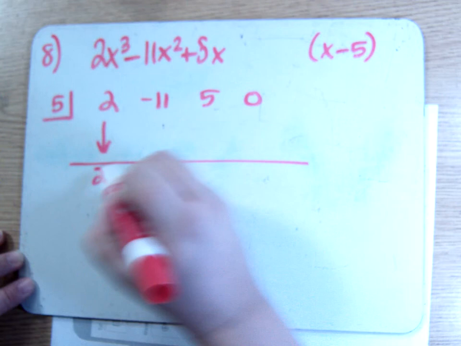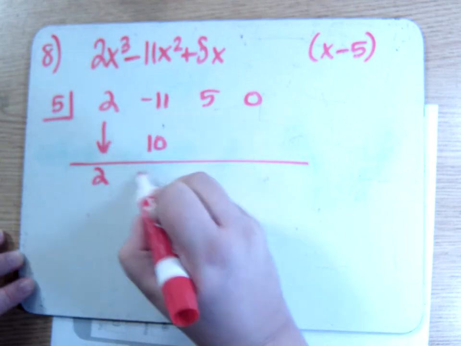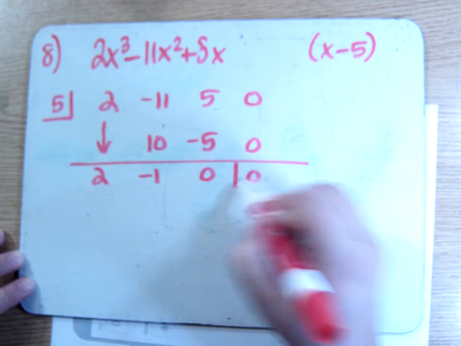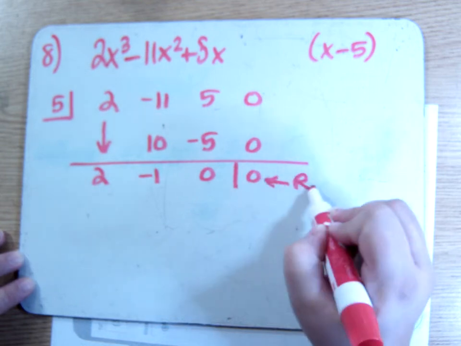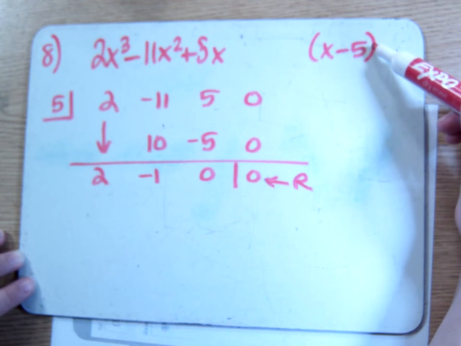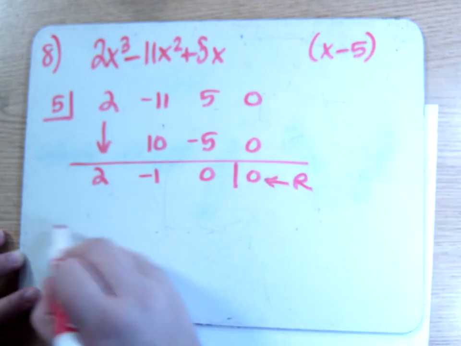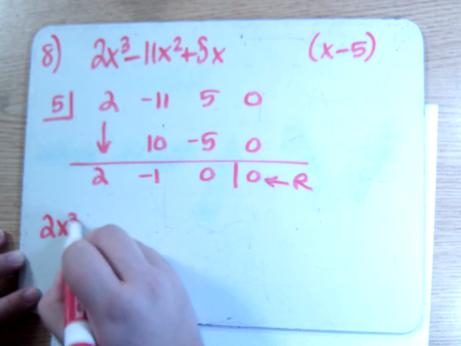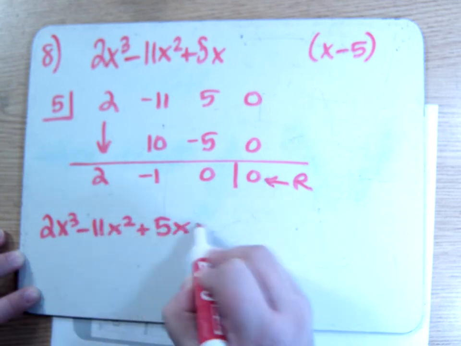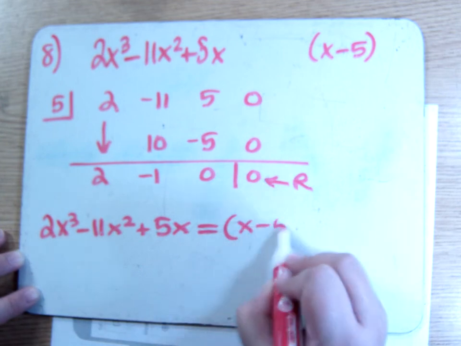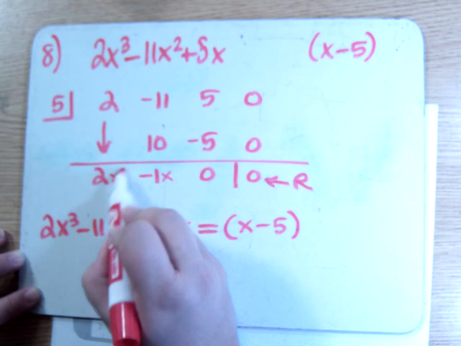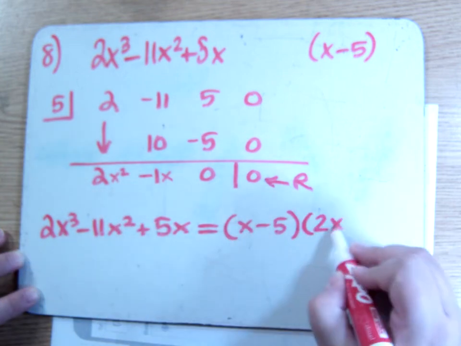Bring this down. And I better get 0 here. I did, so that's good, because otherwise that wouldn't be a factor. So when I factor out, and I'm just rewriting the problem here, what's happening here is if I factor this polynomial, when I factor out x minus 5, what's left is 2x squared minus 1x.